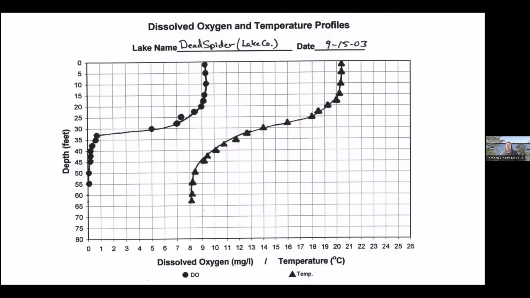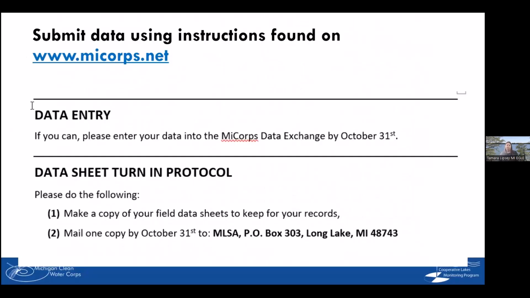So again, this is what your data will look like after you graph it. And if you need help graphing it, if you can't figure out how to do it, just contact somebody from the MiCorps team. And then just like all the other data sheets, it has some information to remind you to submit your data online and to do so by October 31st.